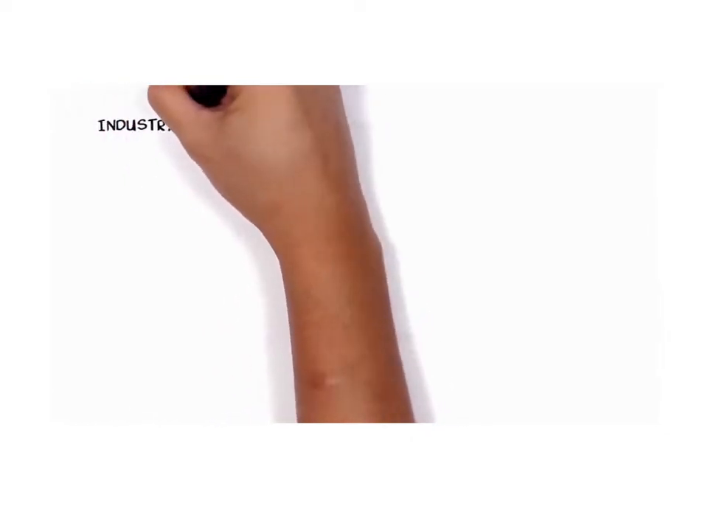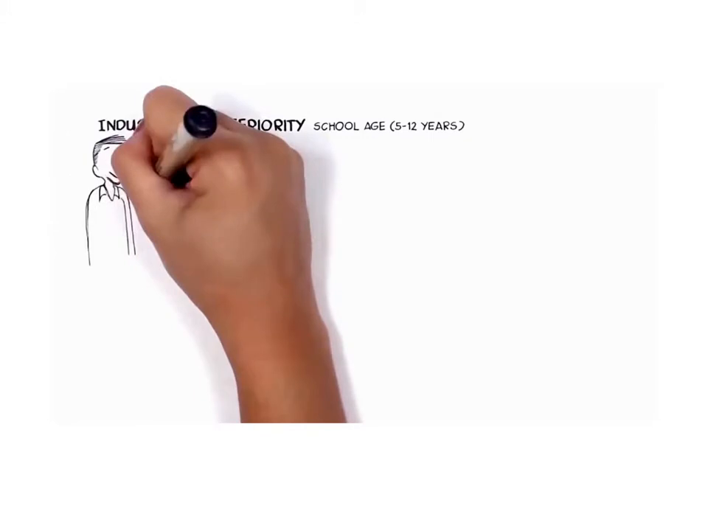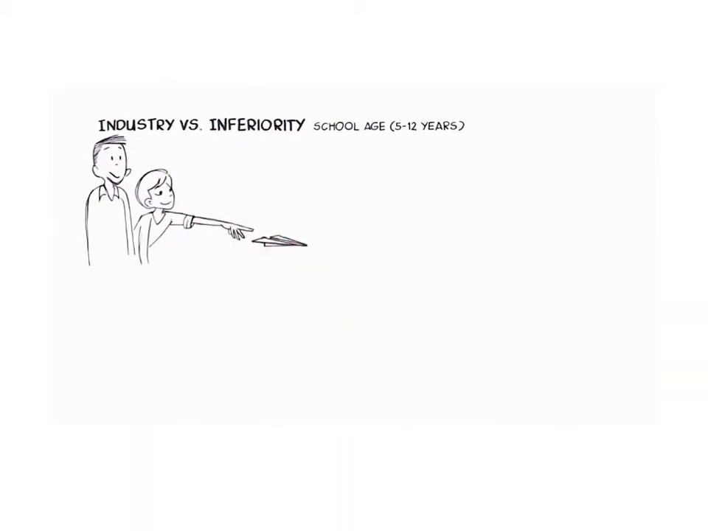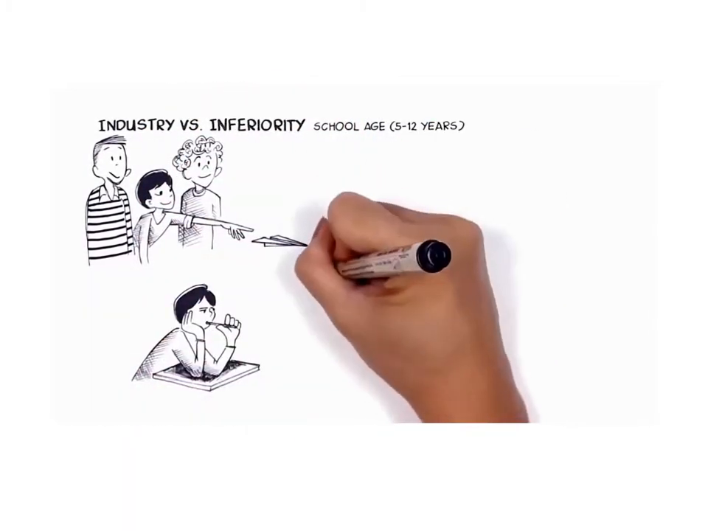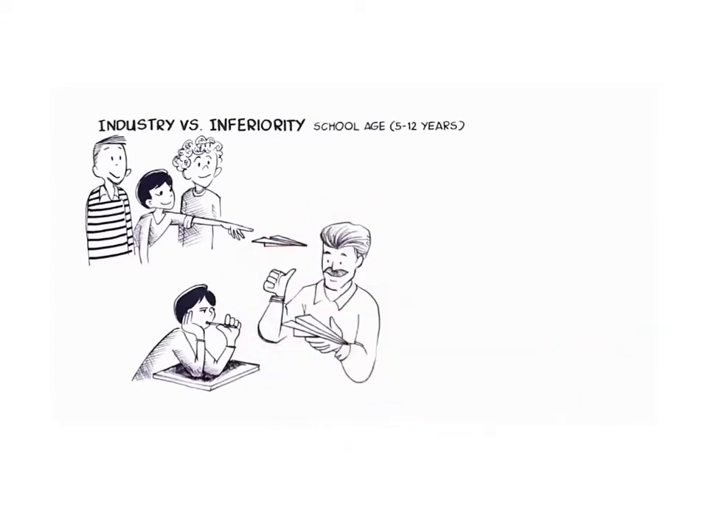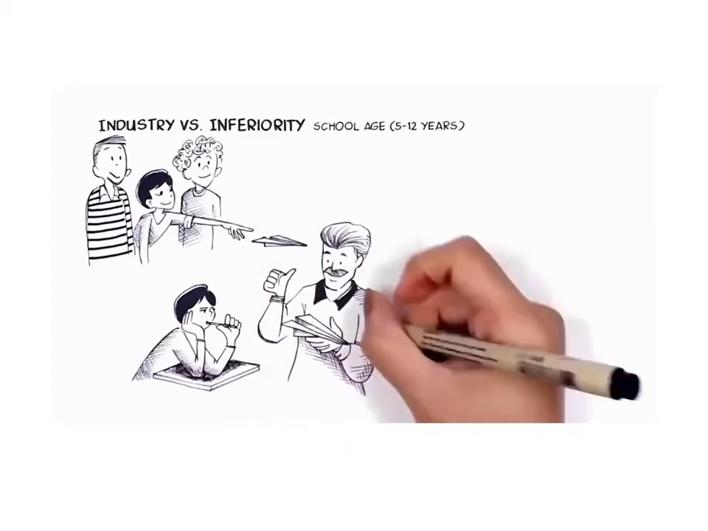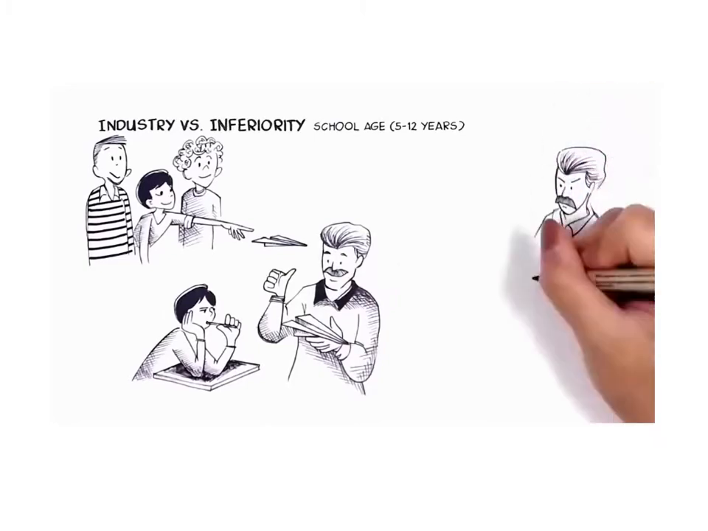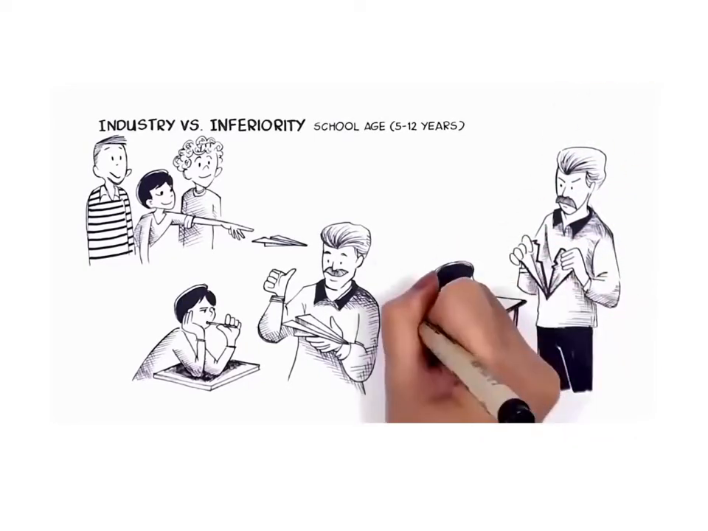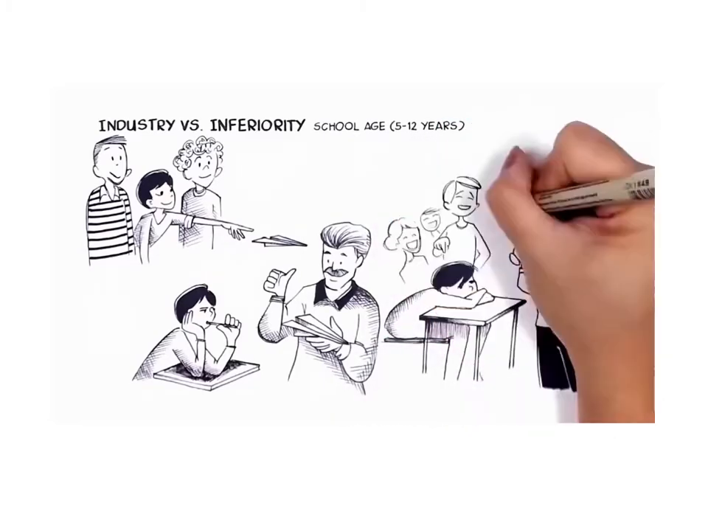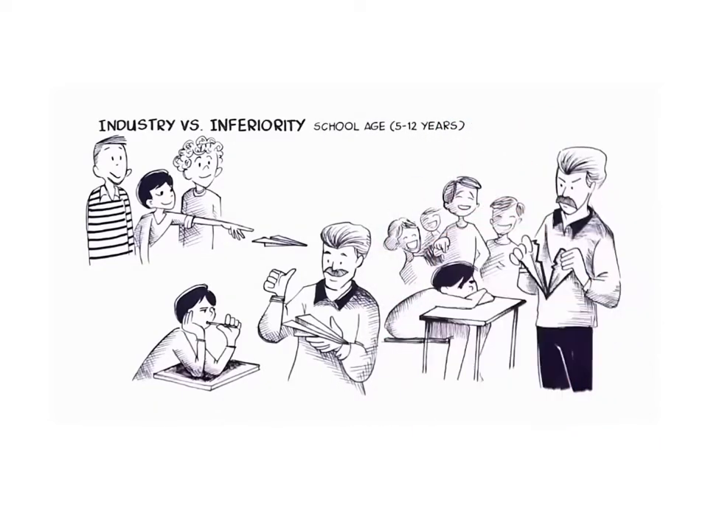Stage 4. Industry versus inferiority. Now we discover our own interests and realize that we are different from others. We want to show that we can do things right. We ask if we can make it in this world. If we receive recognition from our teachers or peers, we become industrious, which is another word for hard-working. If we get too much negative feedback, we start to feel inferior and lose motivation. Our neighbors and schools now influence us the most.